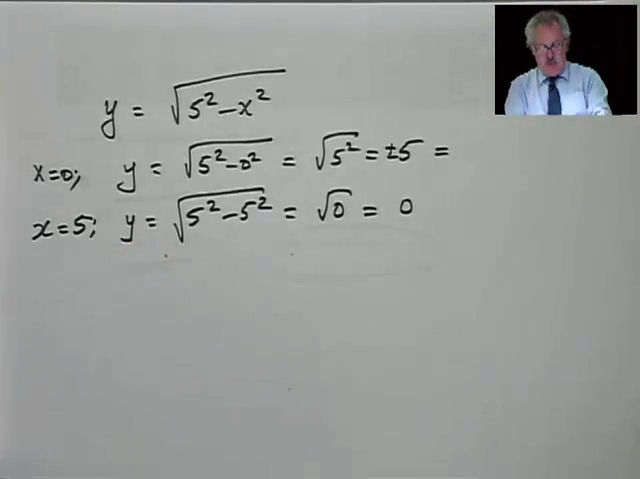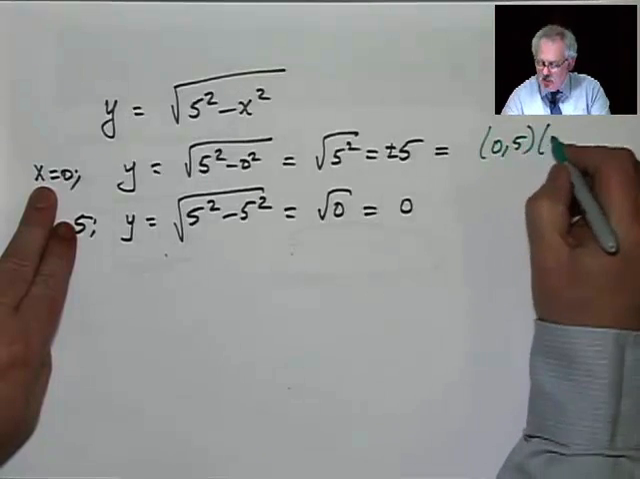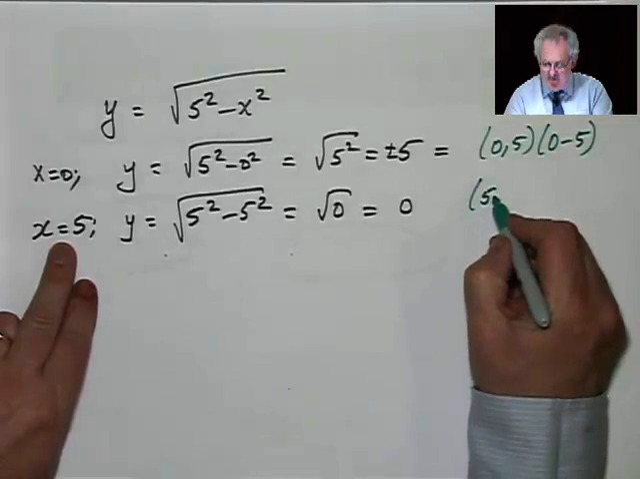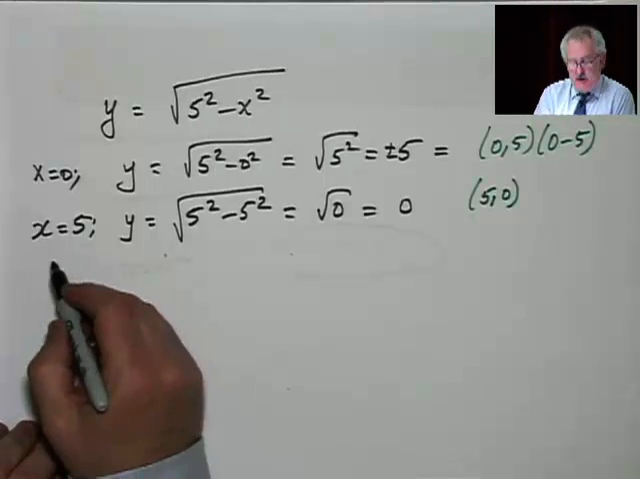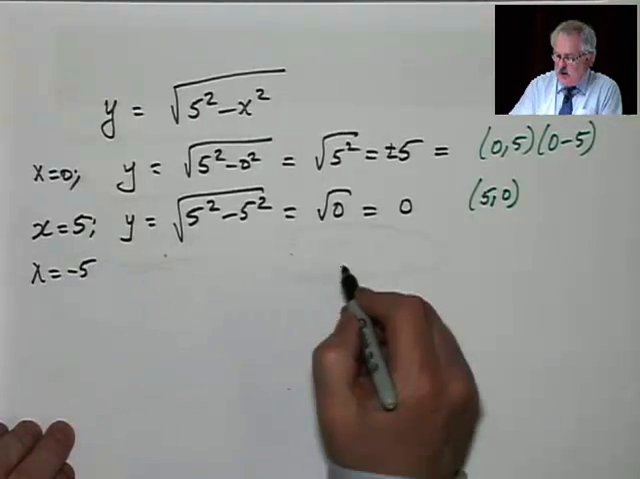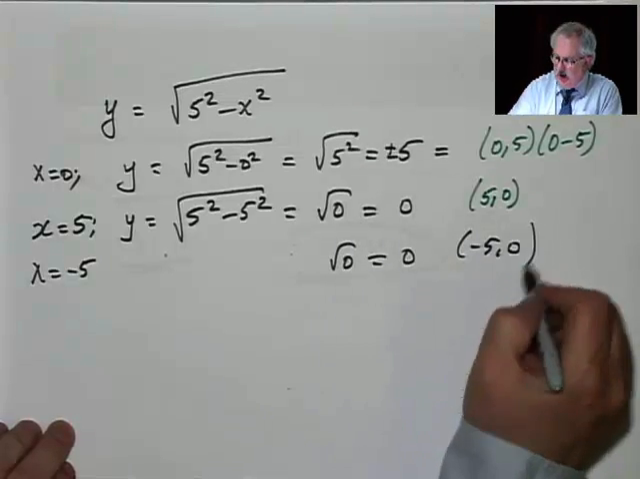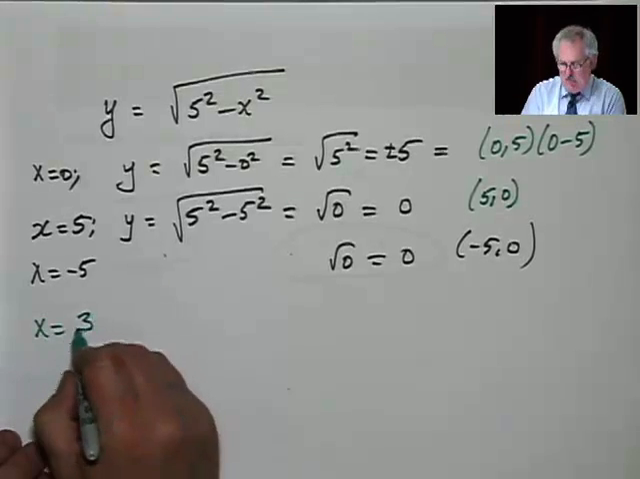That's giving us the points, x is always first: 0, 5, 0, minus 5. This is giving us x is 5, 0. If we had put in x equals minus 5, we'd get the same. We'd get square root of 0, and we get minus 5, 0. Okay? But what about the intervening points? What about x equals 3?